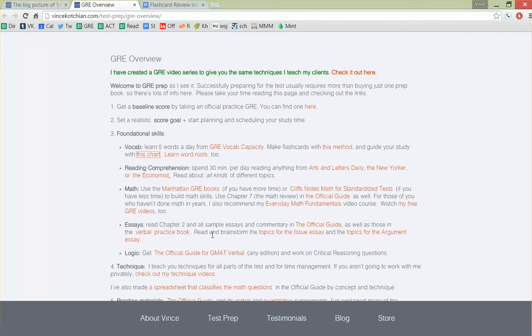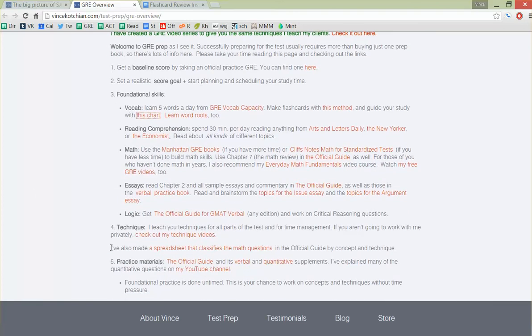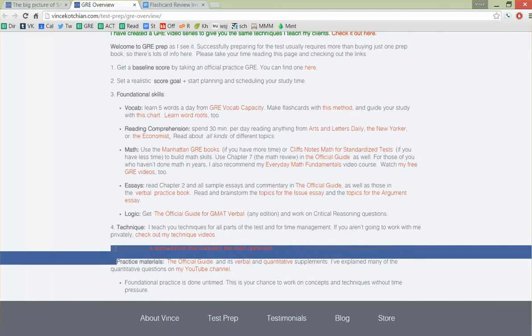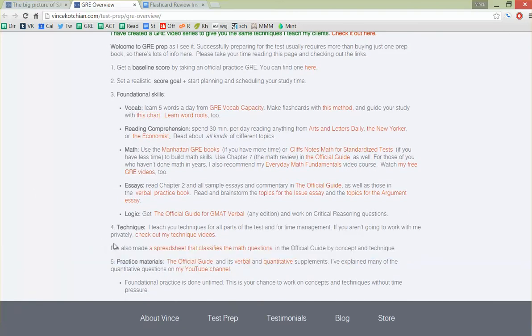So one quick thing about math before I go on, I've made a spreadsheet that classifies the math questions. Sorry for that, that was a terrible highlight job by me. It's hard to read. But right here, I've also made a spreadsheet that classifies the math questions in the official guide. Why did I do that? Well, when you learn a concept, let's say percents, then you want to go practice with the real GRE questions. The math books here are going to be at a lower level of complexity than the real test.